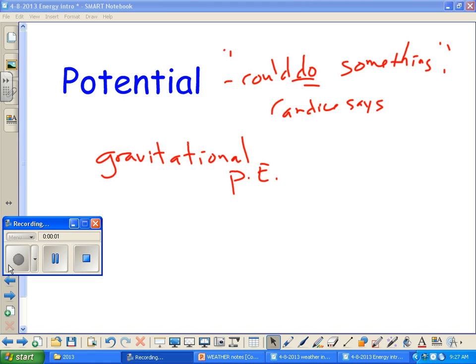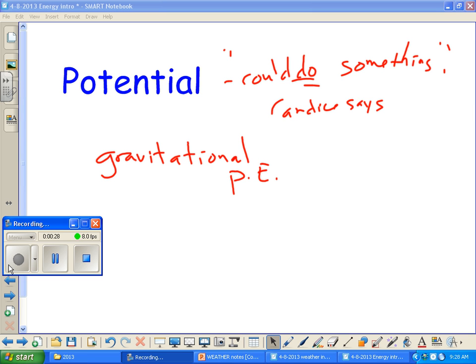So anything that's in an up position from the floor, from the ground, from somewhere, that's the potential we're talking about in gravitational potential energy. So what in this room might have more potential energy than that clock? That's a good starting point. The ceiling. Why do you think the ceiling has more potential energy than the clock?